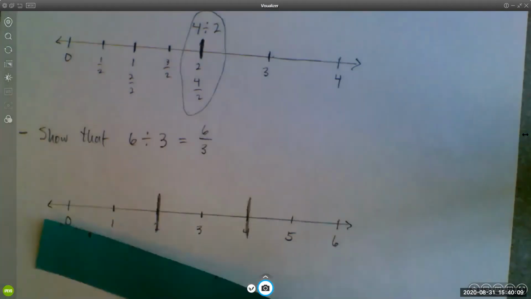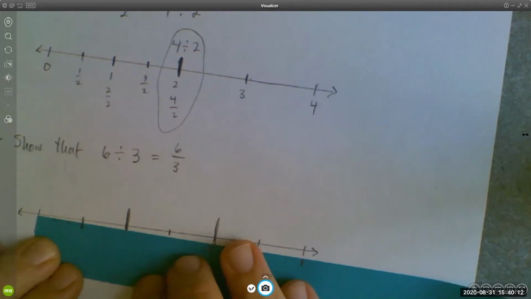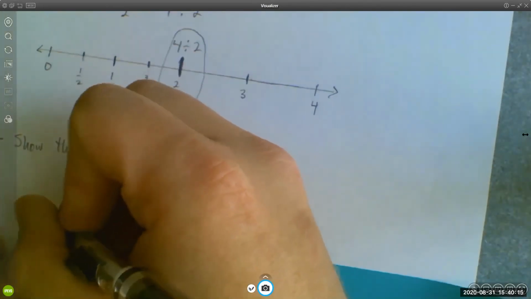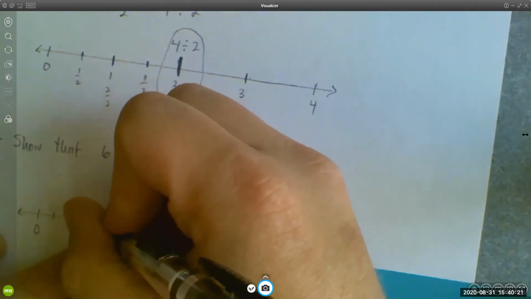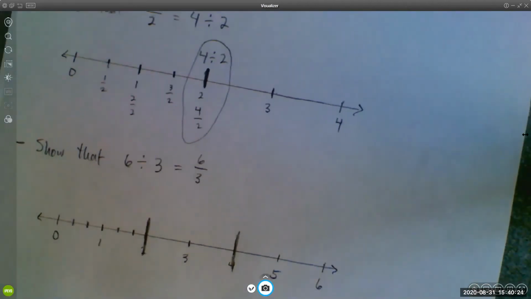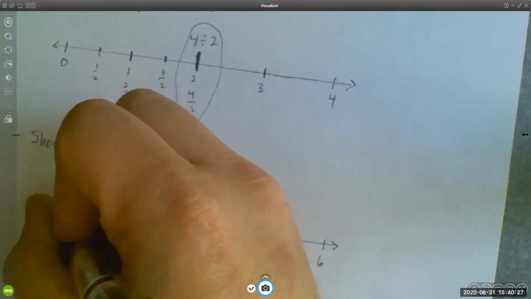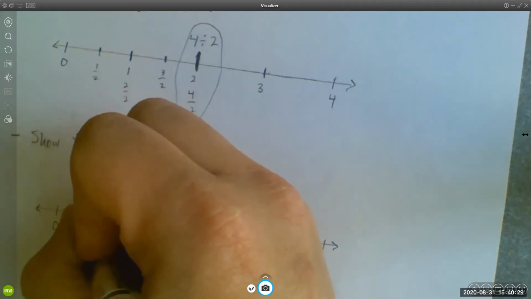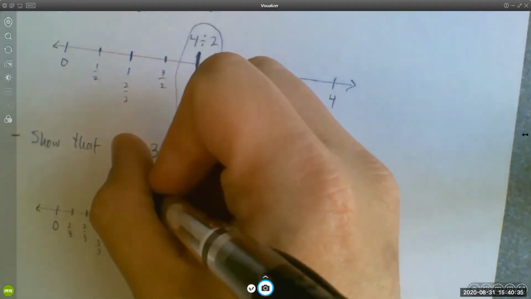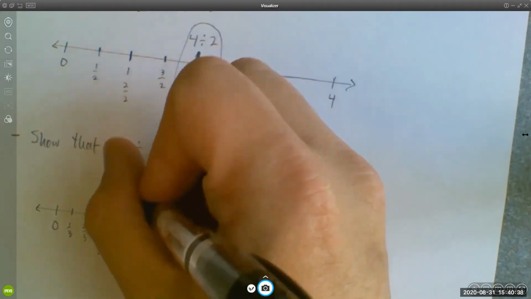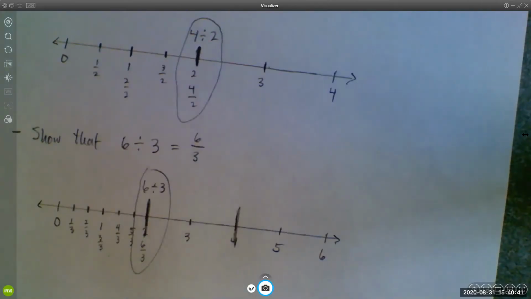Okay, I'm going to transfer those back over here. So I've got 1/3, 2/3, 3/3, 4/3, 5/3, 6/3, right? And sure enough, 6 divided by 3 is the same thing as 6/3. So anyway, enough with those whole numbers where you get whole number answers. I want to show you some fractions.